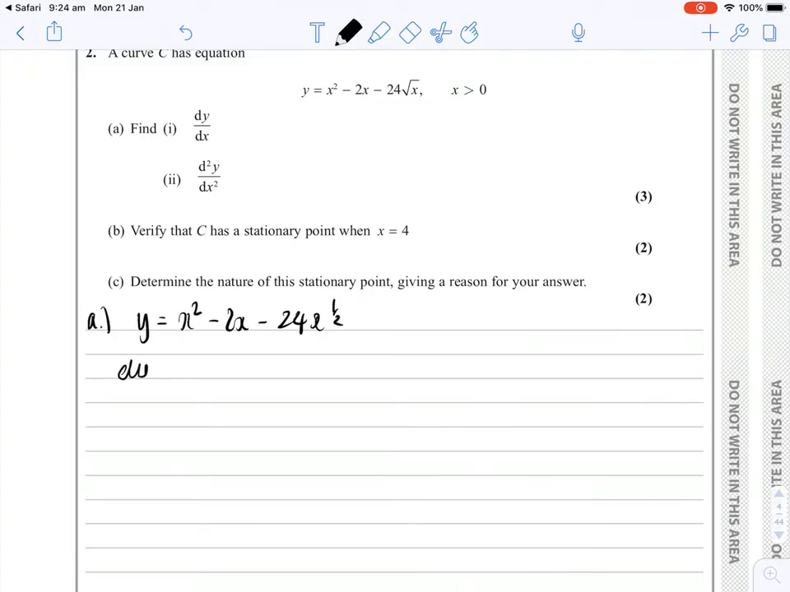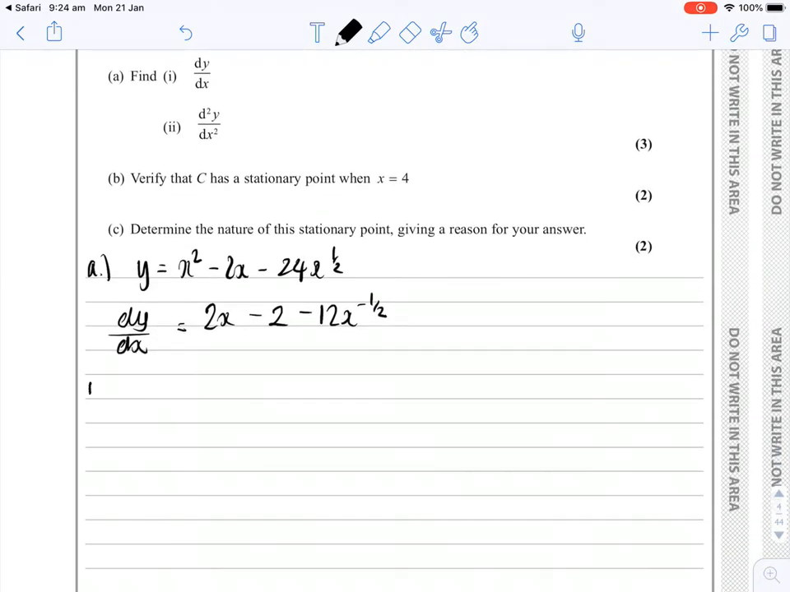And then to differentiate this, dy/dx: x squared will go to 2x, minus 2x differentiates to 2, and then we've got minus 12x to the negative a half. Part 2, so that's our answer.